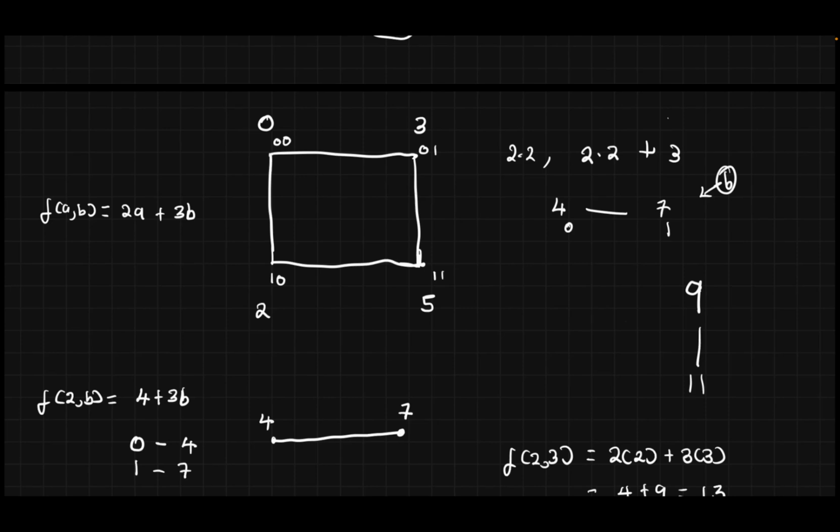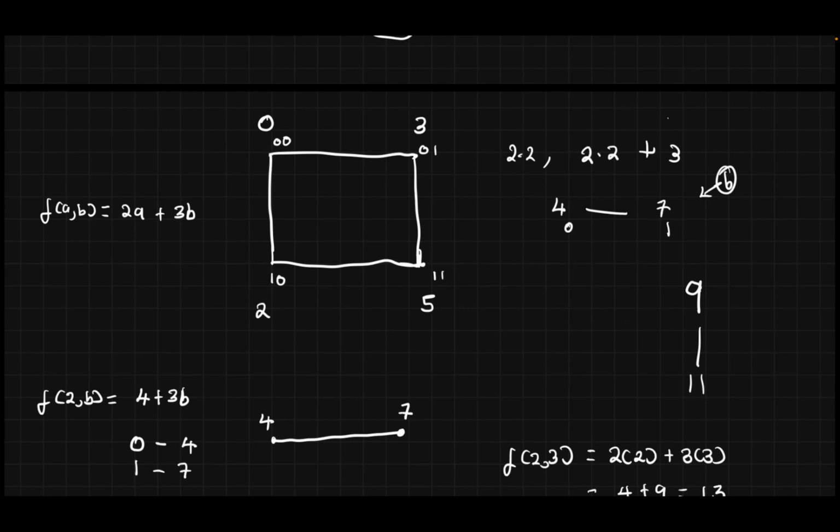You need to explain more. I don't know how to explain it precisely. 4 plus 9, where is 9 coming from? This 4-7 came from a different part, and 9-11 came from a different part. You cannot use both of them together.